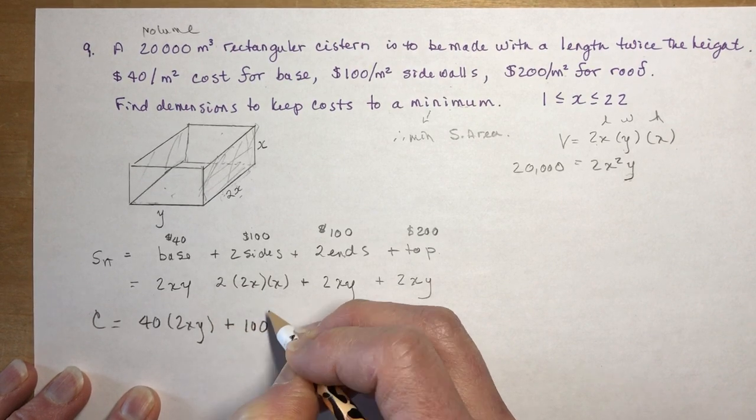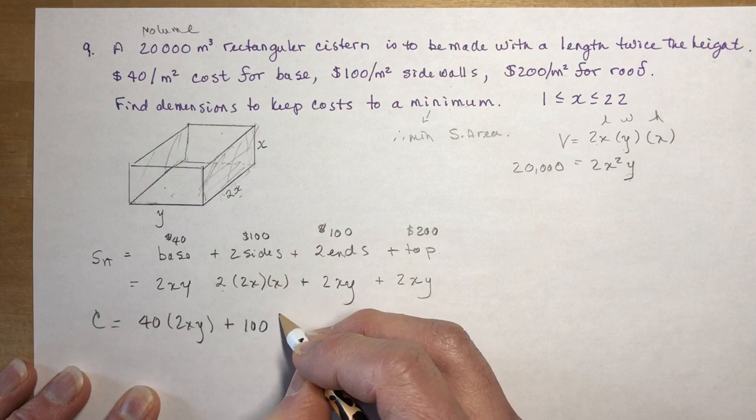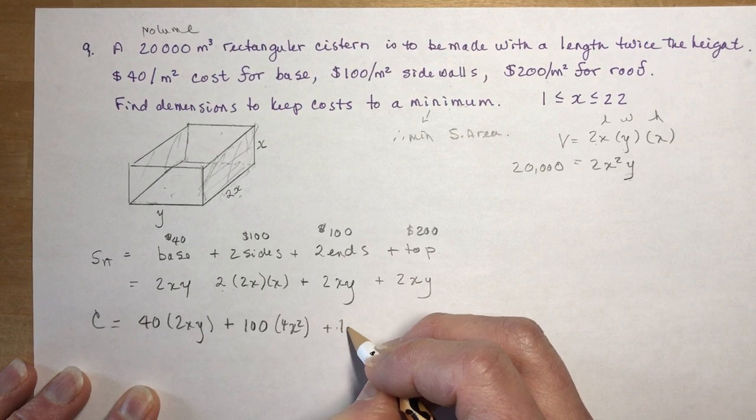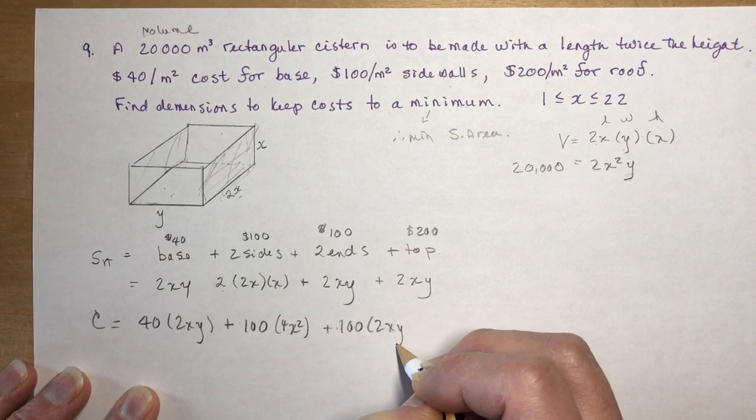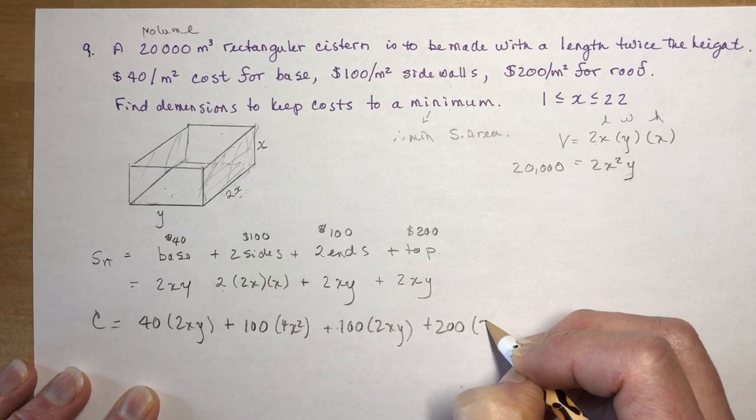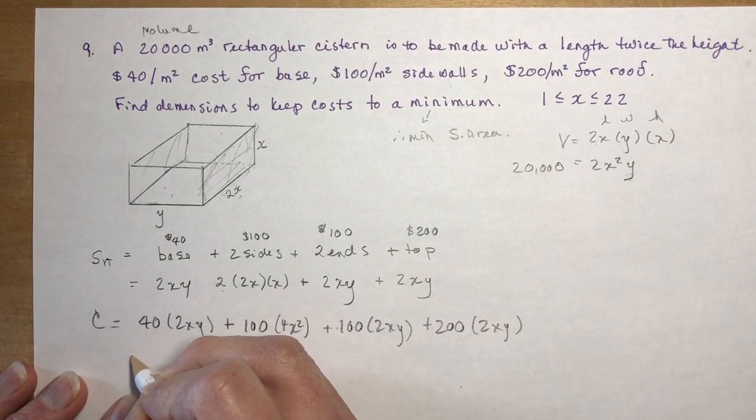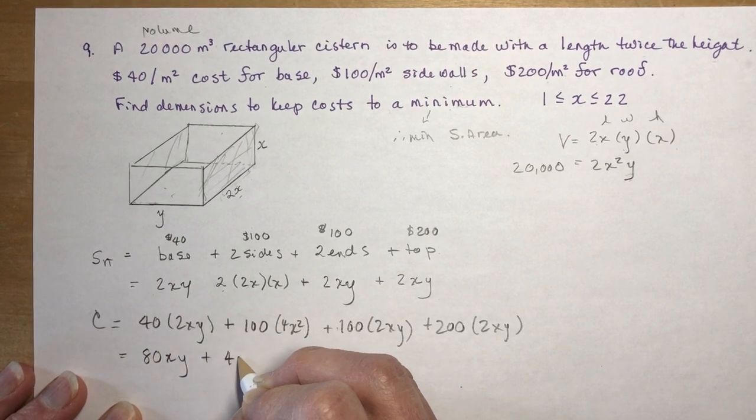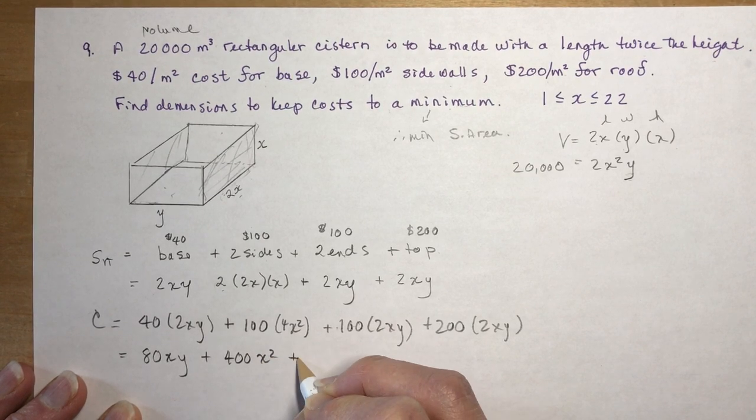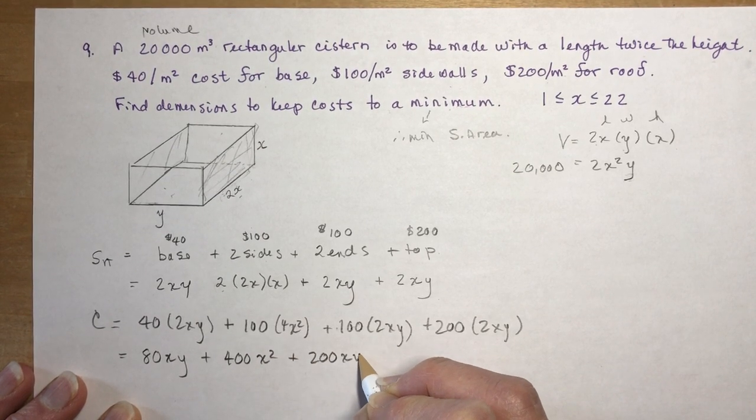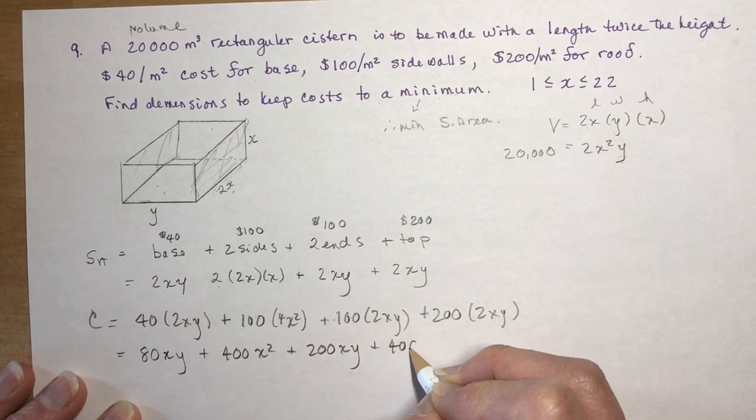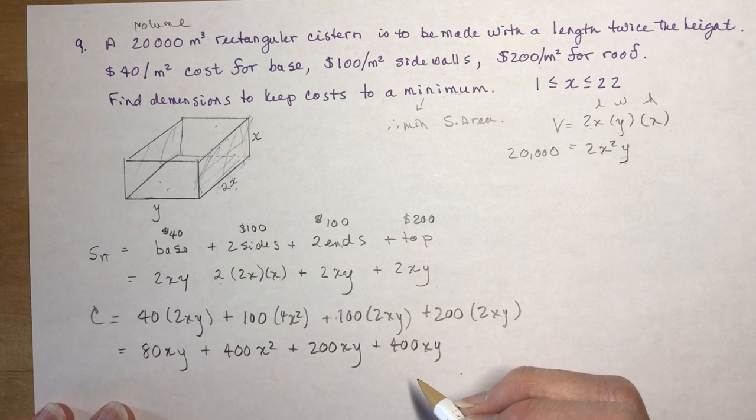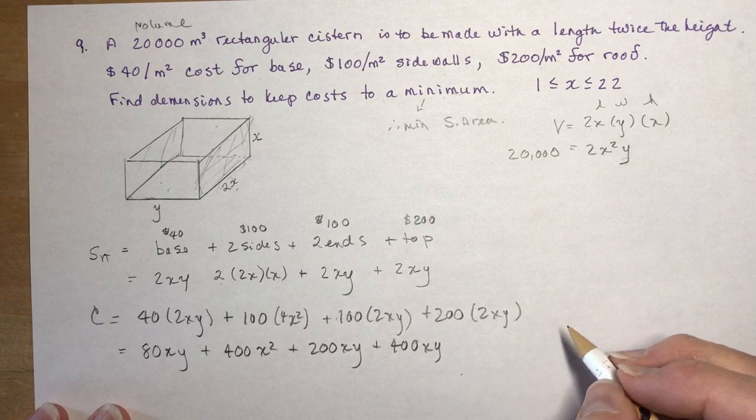Okay, so the cost is going to be 40 times 2xy plus 100 times, what's this? 2, 4x squared. 100 times 4x squared plus 100 times 2xy plus 200 times 2xy. And now you just get to do some baby math here, some very simple multiplications. So 400x squared, 200xy, 400xy.